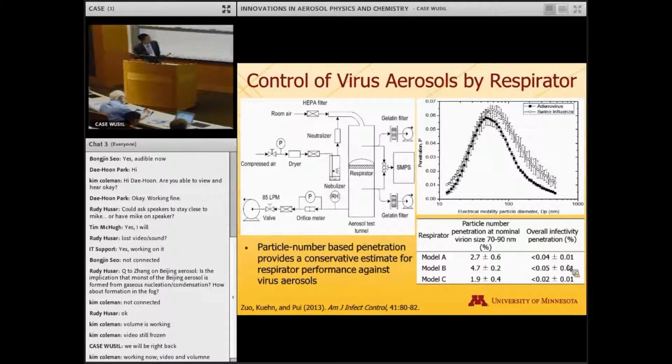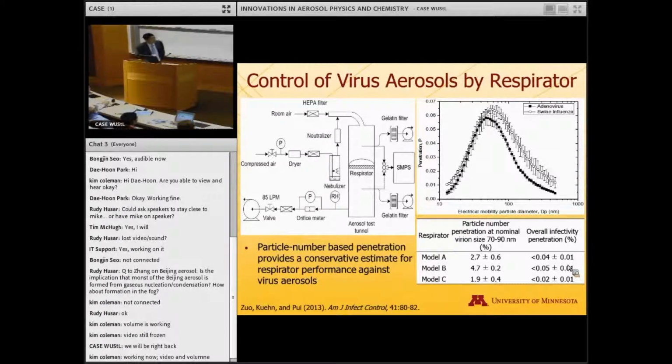So here is the experiment that we did. We nebulized the virus particles and then sent them through a chamber with a respirator, and we measured the fractional penetration using an SMPS, and then we looked at the virus infectivity using a gelatin filter in the impactor.